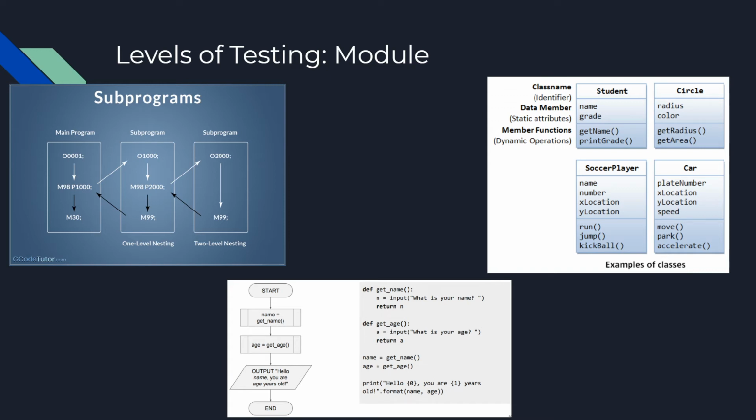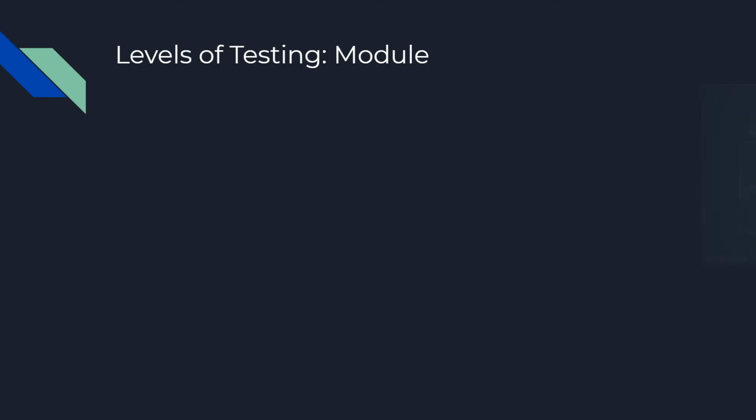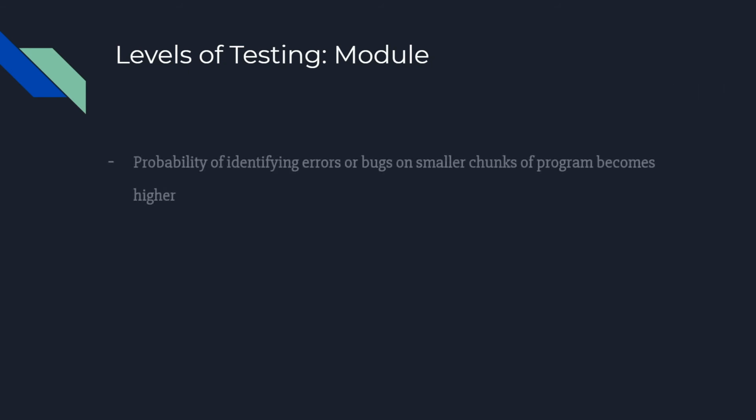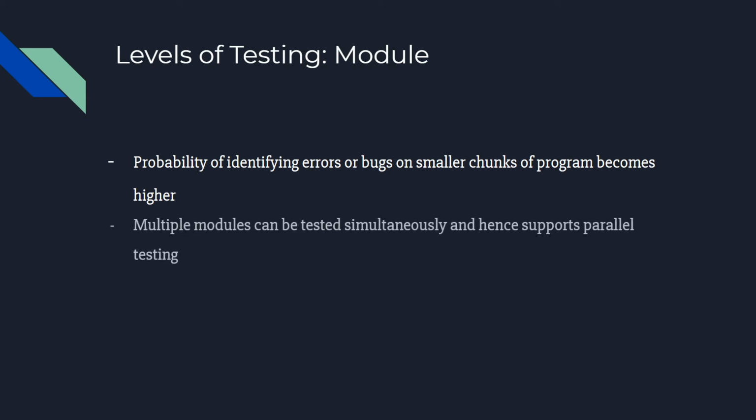Module testing allows for the use of parallelism by giving the opportunity to test many modules simultaneously. Module testing is recommended because the probability of identifying errors or bugs in smaller chunks of a program becomes higher. Multiple modules can be tested simultaneously and hence it supports parallel testing. The complexity of testing can be easily managed.